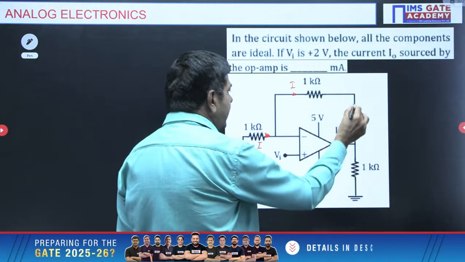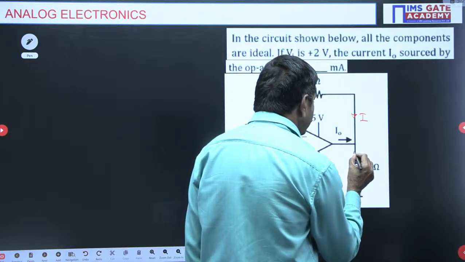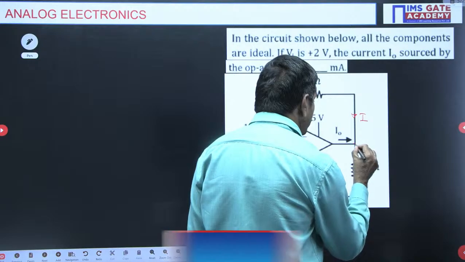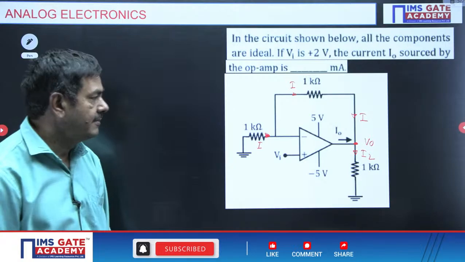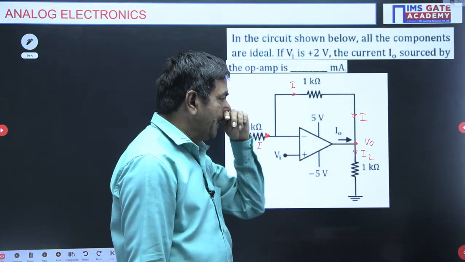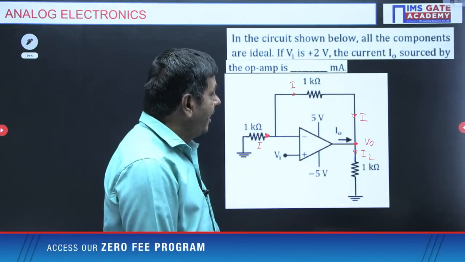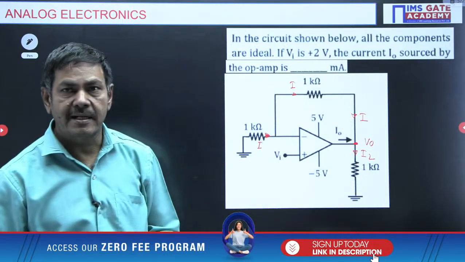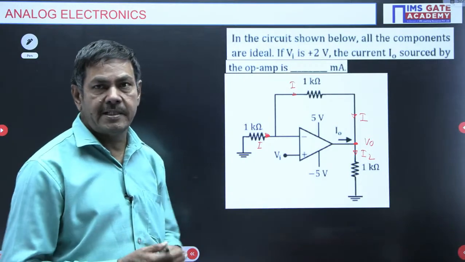If this current is I0 and this current is I, I have taken the load current as IL, and this node voltage I want to take as V0. So I0 plus I equals IL. What is I0? I0 is nothing but IL minus I. If you know the values of IL and I, you can get the answer very easily.